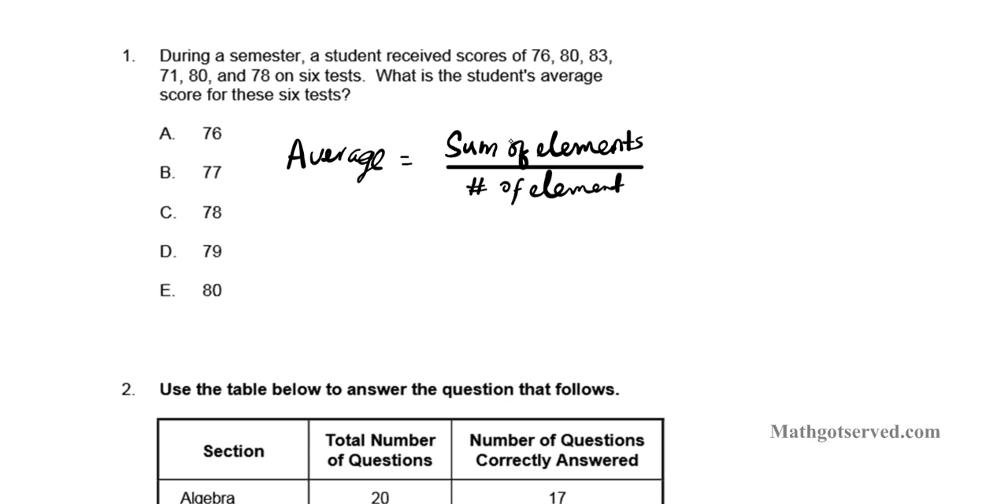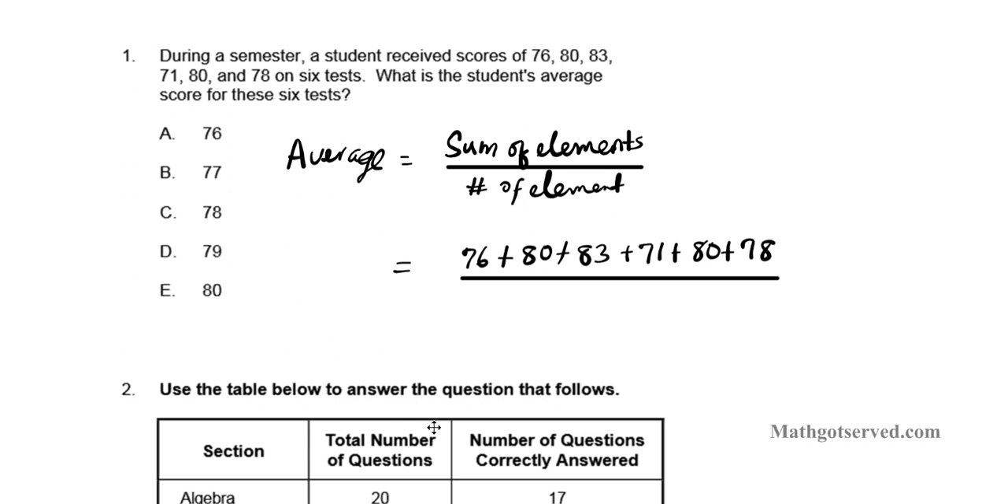So what we're going to do is compute the sum of all the 6 scores, which are the elements: 76 plus 80 plus 83 plus 71 plus 80 plus 78. And then we're going to divide the sum by the number of scores, or the number of elements in the set. So since there are 6 tests, we're going to be dividing by 6. Okay, so this is basically how you compute averages.